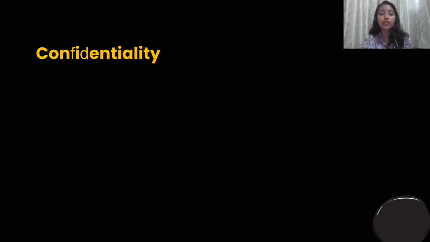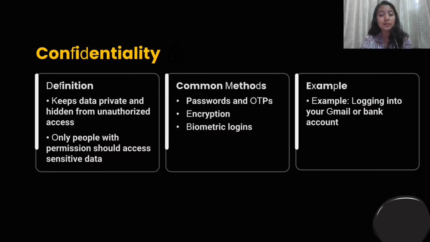So the first is confidentiality. As C stands for confidentiality, it simply means keeping data private. Imagine you are checking your exam result online. Only you should be able to see it, right? Not your classmates, not your friends, not your family members, and not even any stranger. That is confidentiality. Confidentiality means making sure that only authorized people can access the data. Only people with permission should access the sensitive data. An example is logging into your Gmail or your bank account.